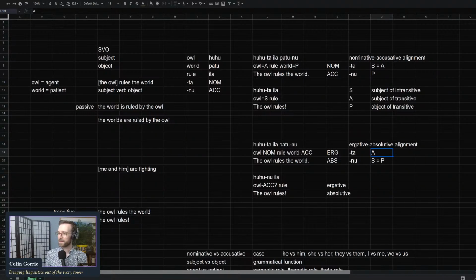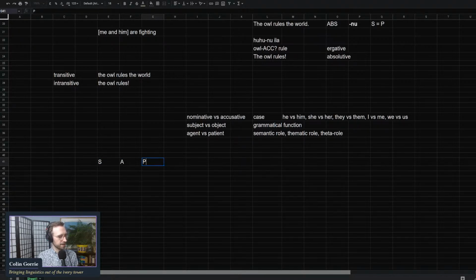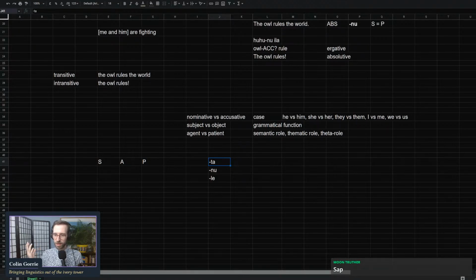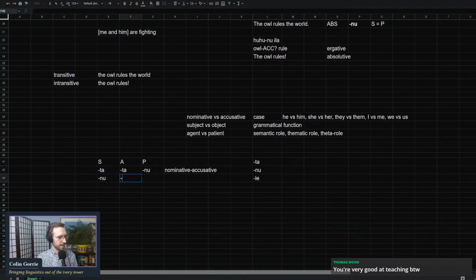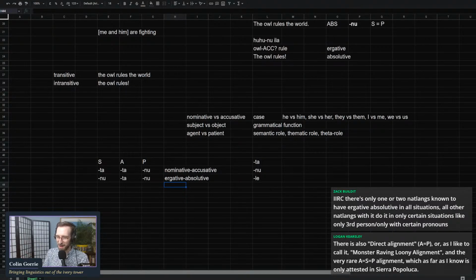Let's see. There's a bit more. Scrolling down. So you have S, A, and P. Those are our three things. And let's use the forms ta, nu, and so we have three case markers. Ta, nu, and let's say le. What are the different systems that we could come up with? We could come up with a system where S is marked with ta, A is marked with ta, P is marked with nu. This is nominative accusative alignment. We could come up with a system where S is marked with nu, A is marked with ta, P is marked with nu. Ergative absolutive. You can maybe see where I'm approaching something here.